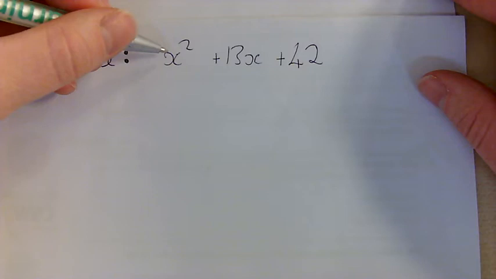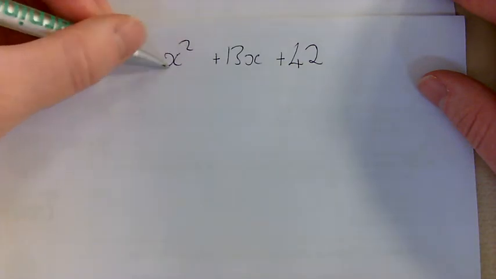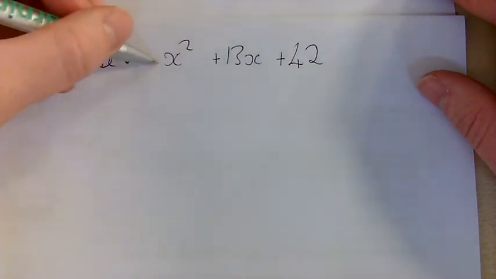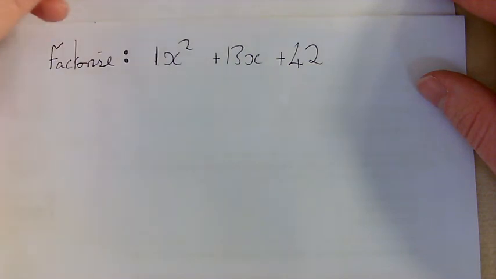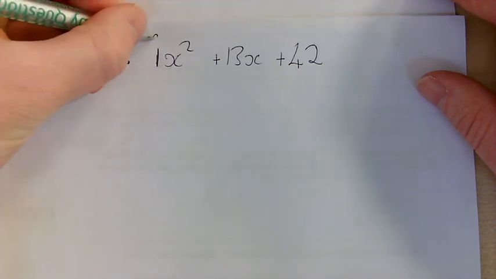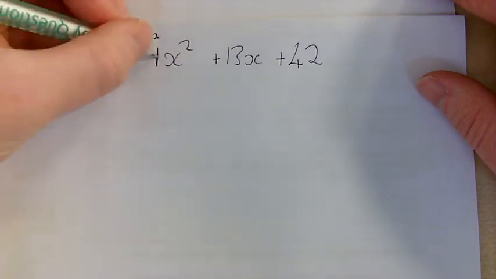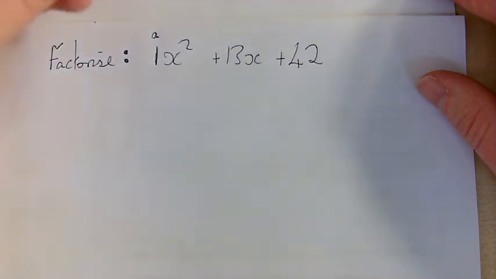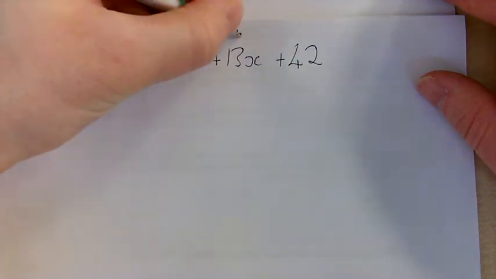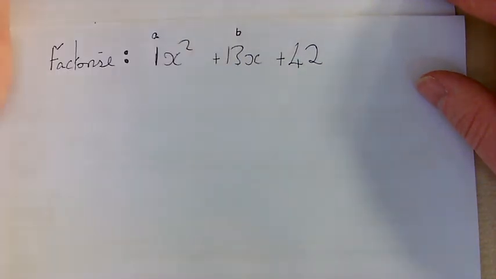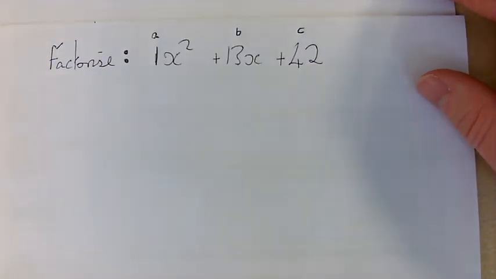Right, first thing is the x squared. We want to think about what number is in front of the x squared. If there isn't one there, it's a 1. So we've got 1x squared plus 13x plus 42. Labeling these, the a term is going to be the 1, whatever's in front of the x squared. The b term is whatever coefficient is in front of the x. And the c term is going to be the number on its own, which is 42.